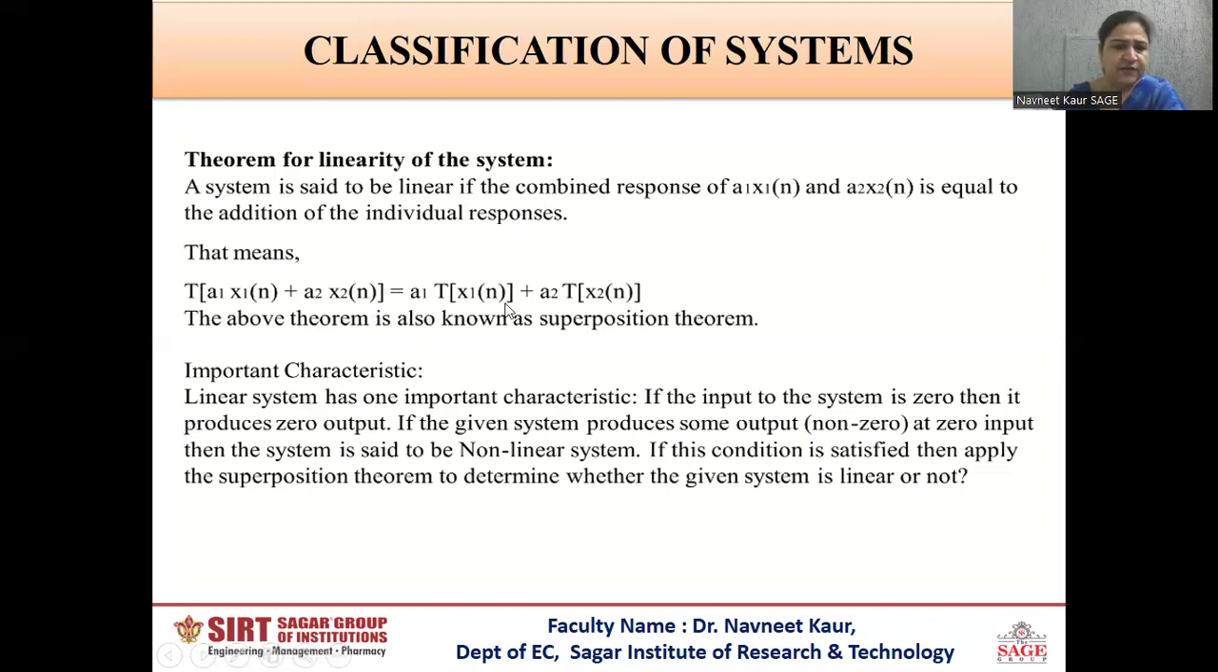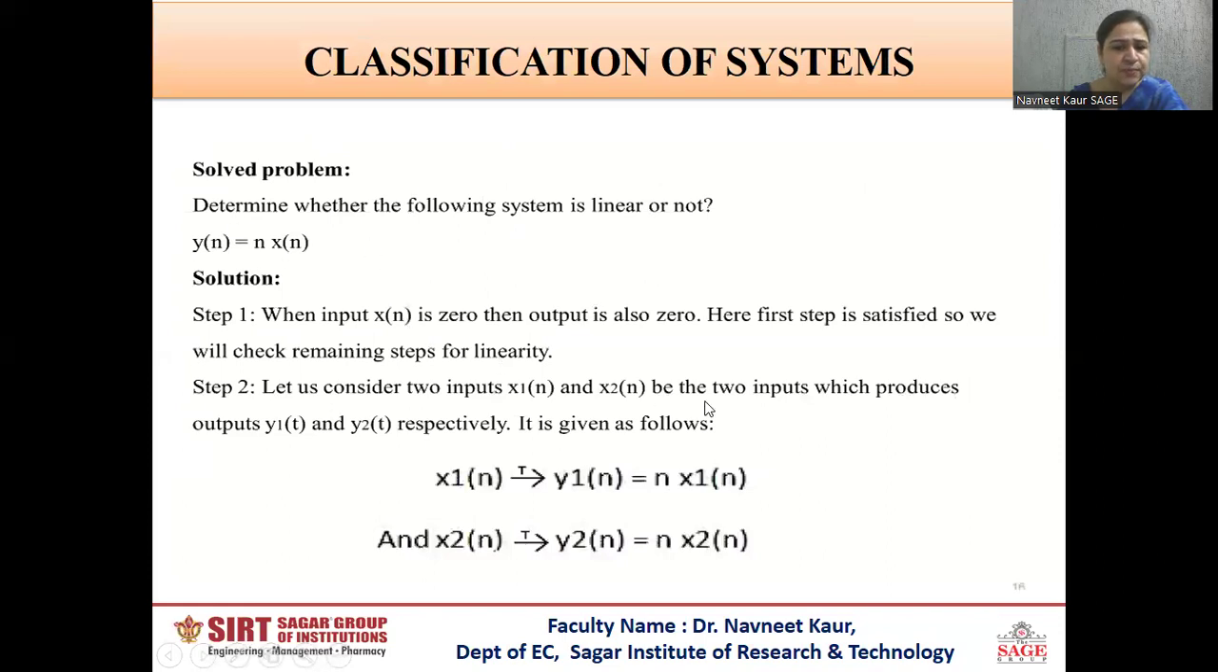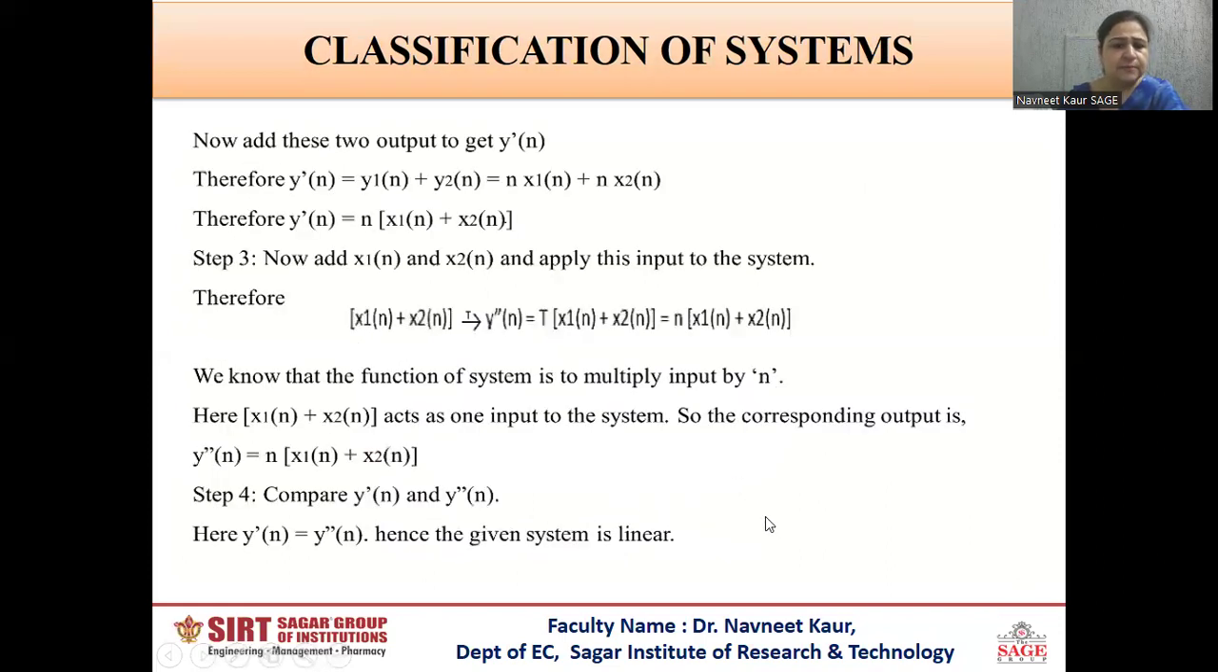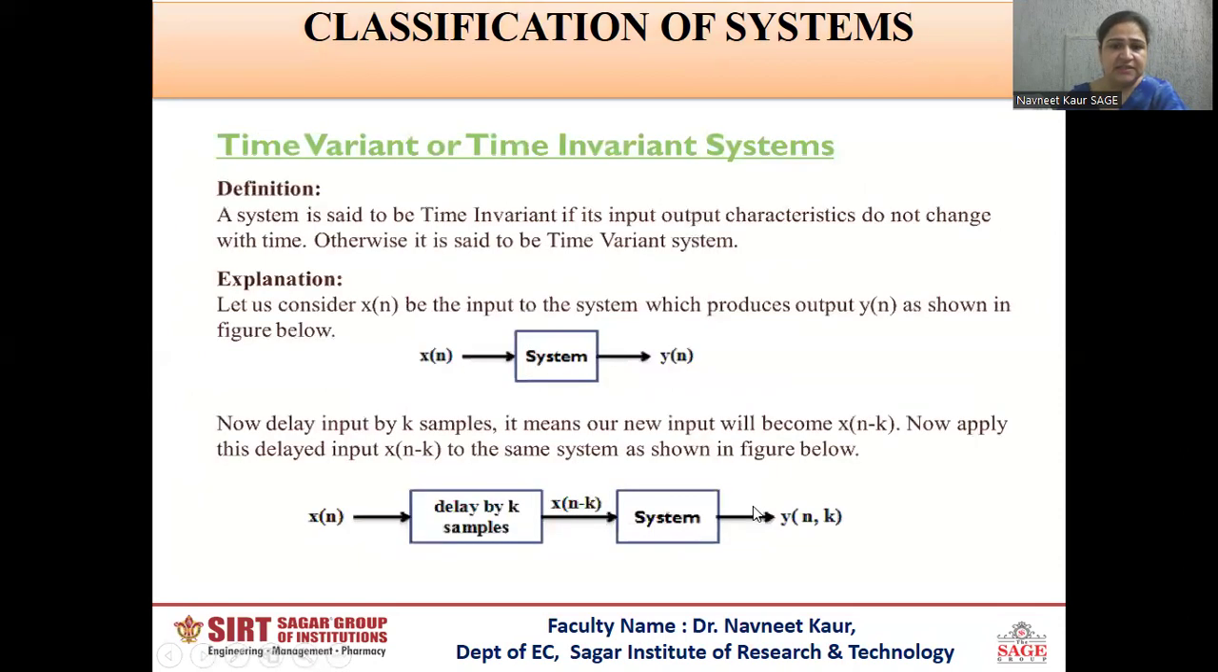Similarly, if I give my input x1(n) to the system, I get y1(n) and I multiply it with a1. And if I give x2(n) to the system, I get y2(n) and I multiply it with a2 and add these two. This equation of the output is the same as in the previous case when the input given was a1 x1(n) plus a2 x2(n). That means the equation of the system satisfies the superposition theorem. So the system which is given here is a linear system.